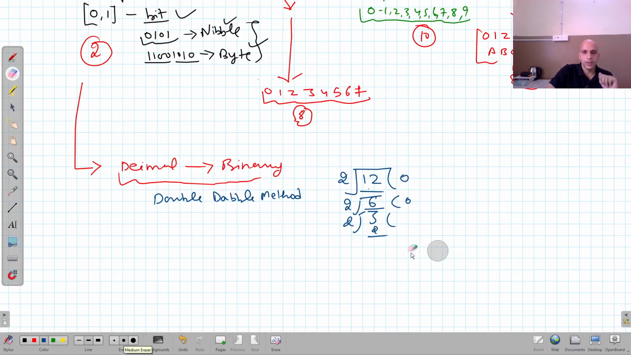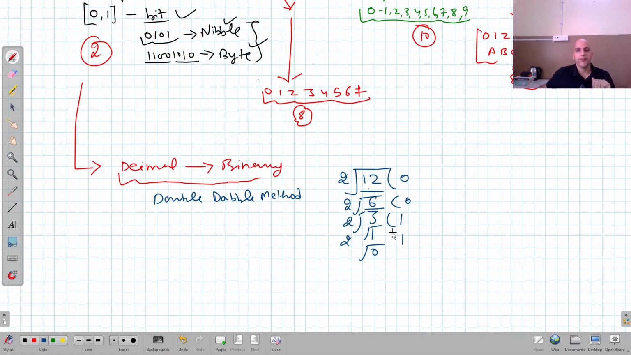2 1s are 2. So 2 1s are 2, plus 1, so remainder 1. Now again, 1 divided by 2 is not possible, so the quotient is 0: 2 0s are 0, remainder 1.